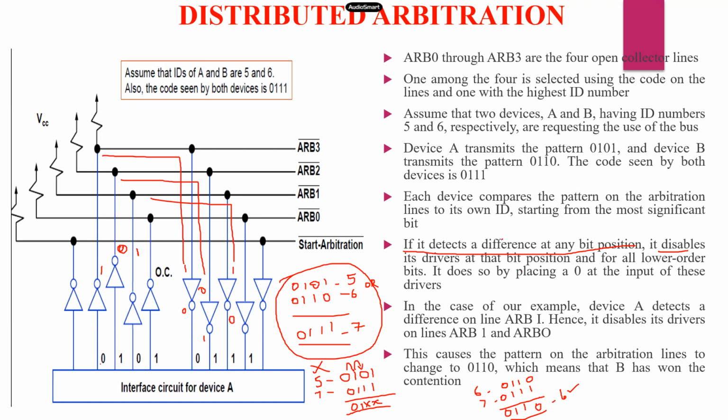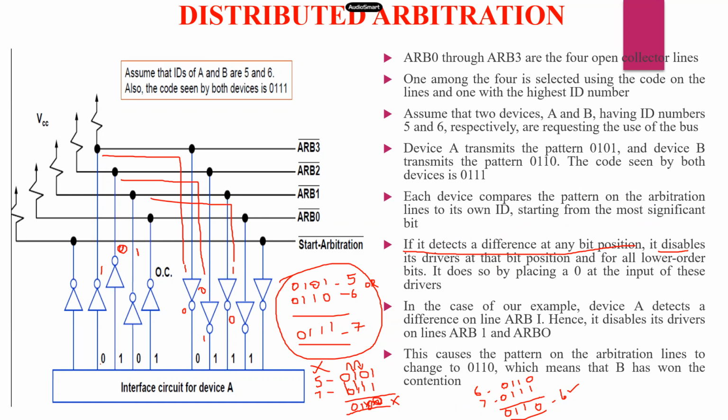Therefore each device compares the pattern. This is the pattern, 7. Each device compares the pattern on the arbitration line to its own ID, starting from the most significant bit. If it detects a difference at any bit position, it disables the remaining bits and places 0. For example, 0101 against 0111, from MSB to LSB. The first bits are the same, no problem. The second bit is also the same, no problem. But the third bit is different, so the remaining bits will be disabled. So it is not available, and device 5 will not be selected.